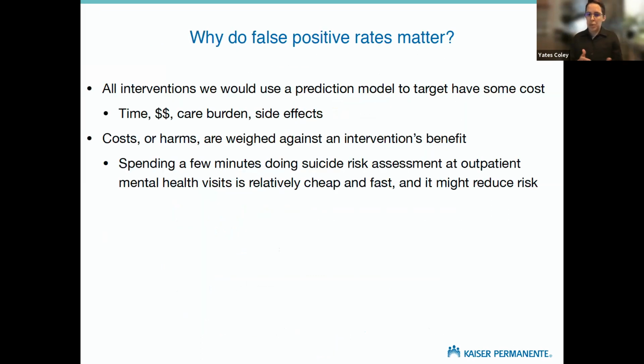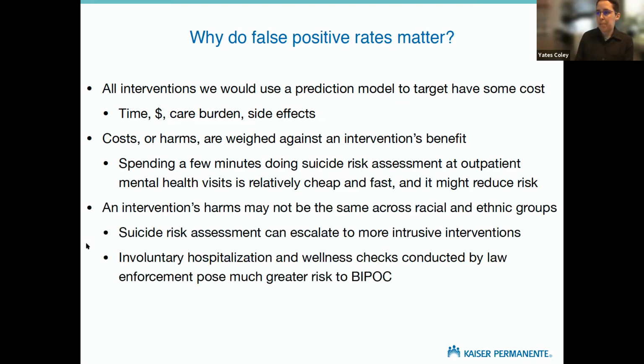So I've shown how we could equalize the true positive rate across groups, but pointed out this big difference in false positive rate by race and ethnicity. Why does this matter? So first, all interventions have a cost. Otherwise, we would just give them to everybody. But the costs could include time, financial costs, care burdens, or side effects. And it's important when deciding how to implement a prediction model to weigh those costs or harms against an intervention's benefit. So spending a few minutes doing a suicide risk assessment at an outpatient mental health visit is relatively cheap and fast, and it might reduce risk.